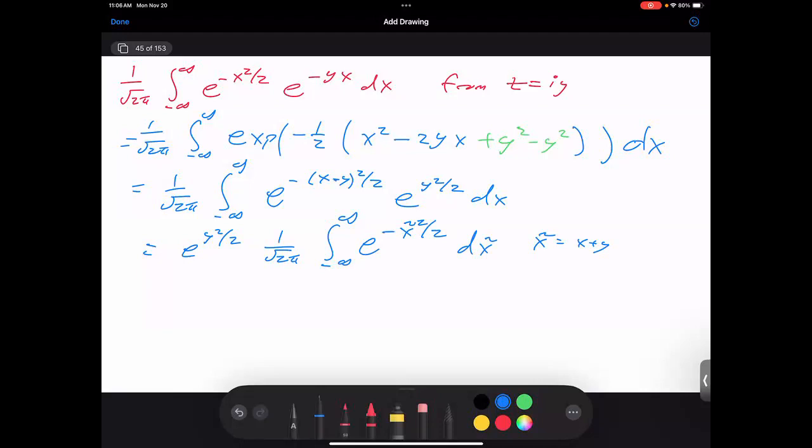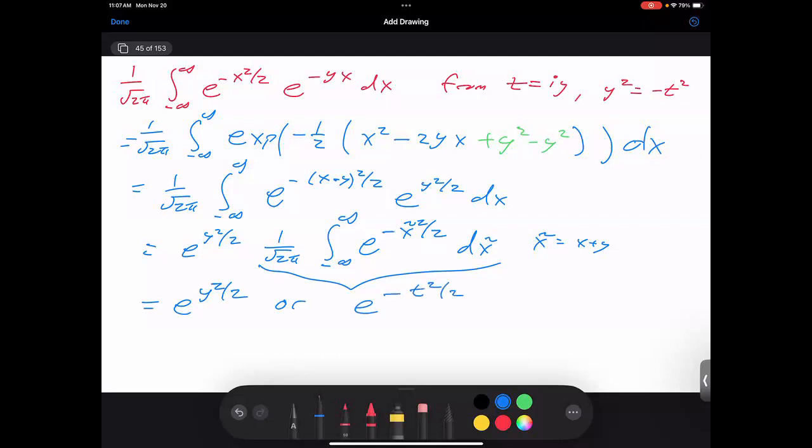What's this integral going to be? 1. I've got the square root of 2 pi outside, and so that's just equal to 1. So this whole thing is just e to the y squared over 2, or since t equals iy, that means y squared equals negative t squared. Yes? This is just e to the negative t squared over 2.